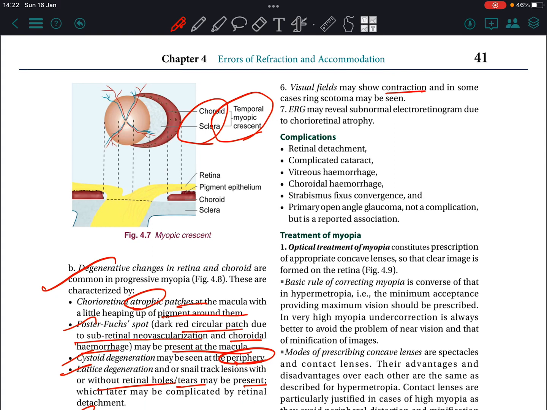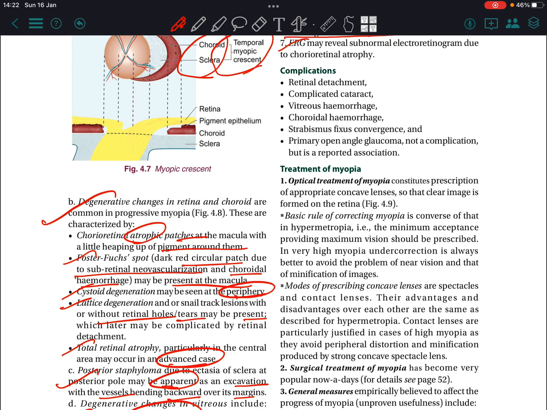Visual fields may show contraction; in some cases ring scotoma may be seen. ERG may reveal a subnormal electroretinogram. Complications: chorioretinal atrophy, retinal detachment, complicated cataract, vitreous hemorrhage, choroidal hemorrhage, strabismus fixus convergence. Primary open angle glaucoma is not a complication but is a reported association.